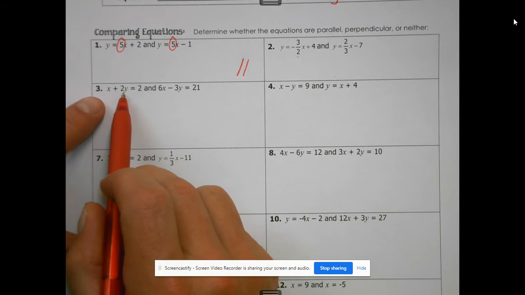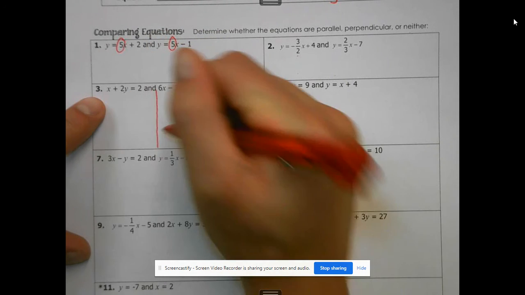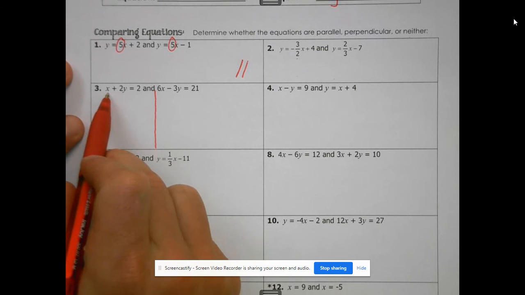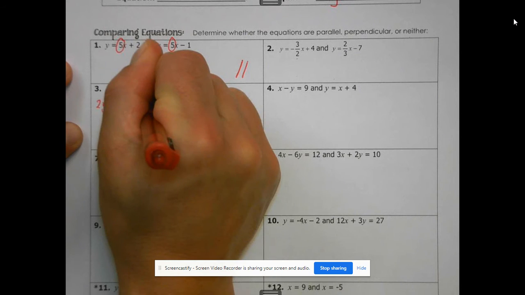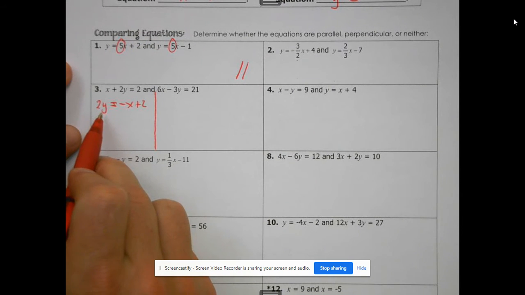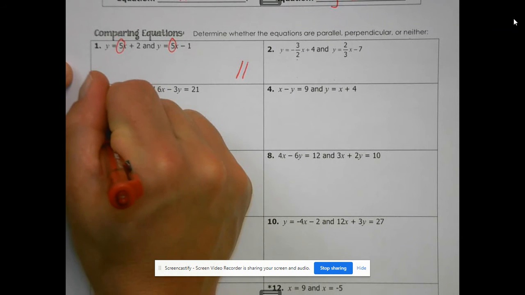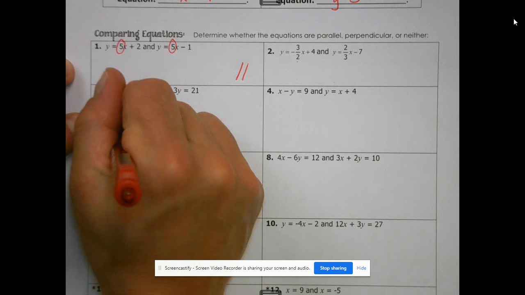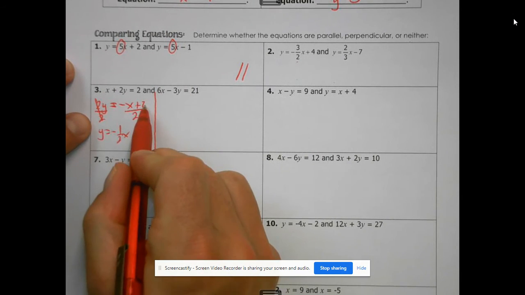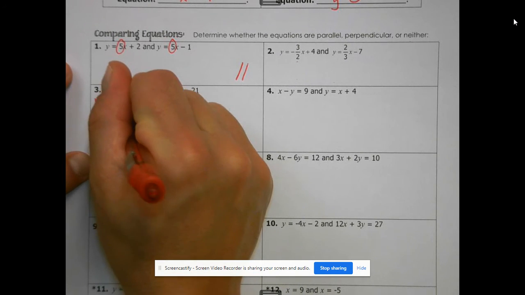Number 3, we must solve for y first on both of these. So, first step, subtract the x to the right. 2y equals -x plus 2. Divide both sides by 2. Cancel on the left. -1 over 2 doesn't reduce. Just bring down the -1 over 2x. 2 divided by 2 is 1. So slope of this first equation is 1/2.